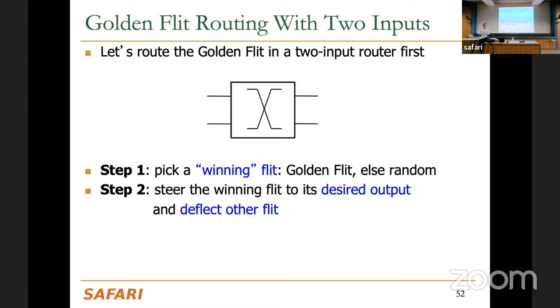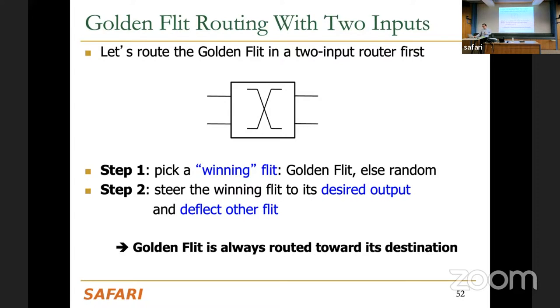So you pick a winning flit. The winning flit has to be the golden flit if one of the inputs has a golden flit. Otherwise, it's randomly picked. And the winning flit gets its desired output. So this ensures that the golden flit is always routed toward its destination.